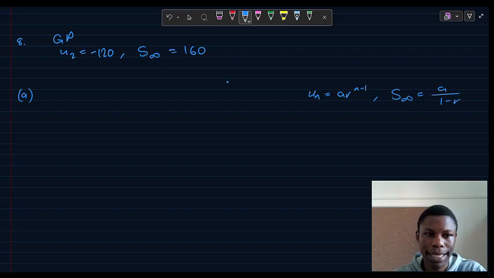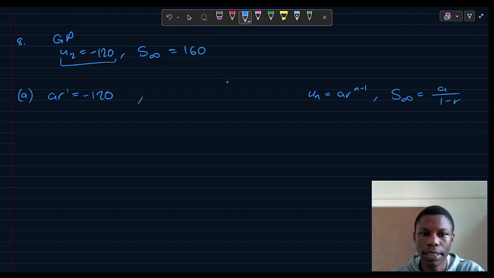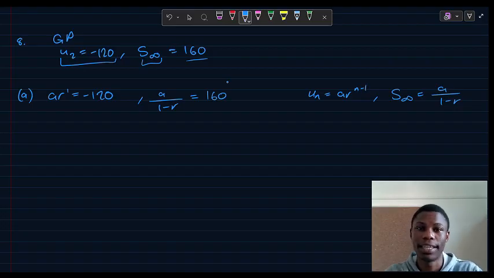So in this case, we have that our second term, U2, is negative 120. So that means A times R to the power of 2 minus 1, which is just 1, is equal to negative 120, right? So AR is negative 120. And then sum to infinity, that's A over 1 minus R, and that's equal to 160. And so we just have two equations in terms of A and R that we can solve simultaneously.